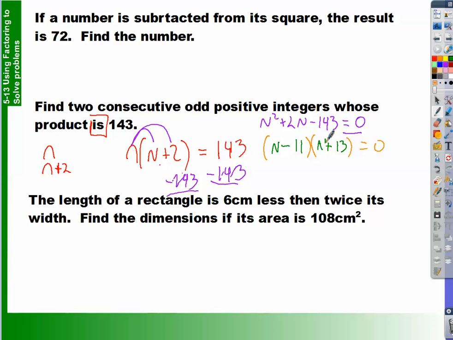So 13 times negative 11 is negative 143. 13 plus negative 11 is positive 2. So it works. Excellent. Are we done? No. We now need to solve it. So Michael is yelling from the back that we need to make them equal 0.